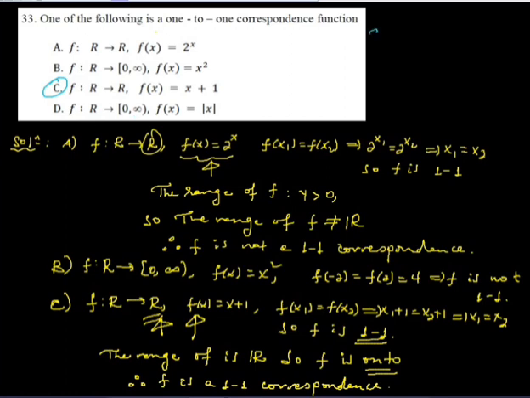Why is D not the answer? For example, if we see the function in D, f is a mapping from real numbers to positive real numbers defined by f of x is equal to the absolute value of x. Here you can see that f of minus 2 and f of 2 are the same, or f of minus x and f of x are the same. Okay, so f is not 1 to 1.